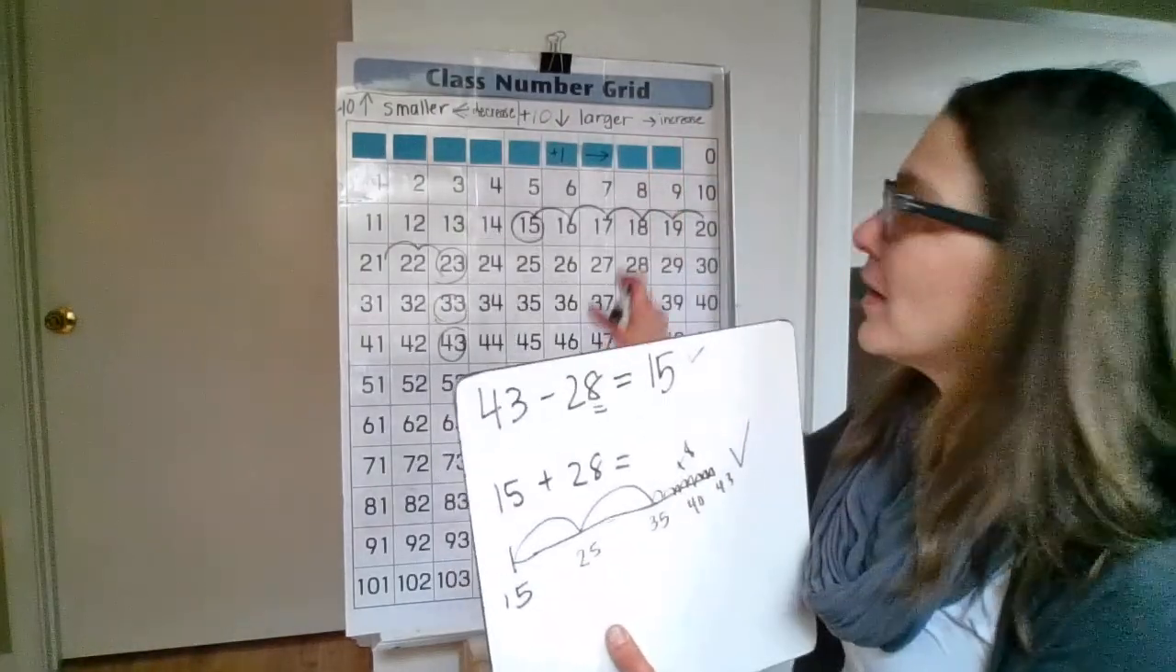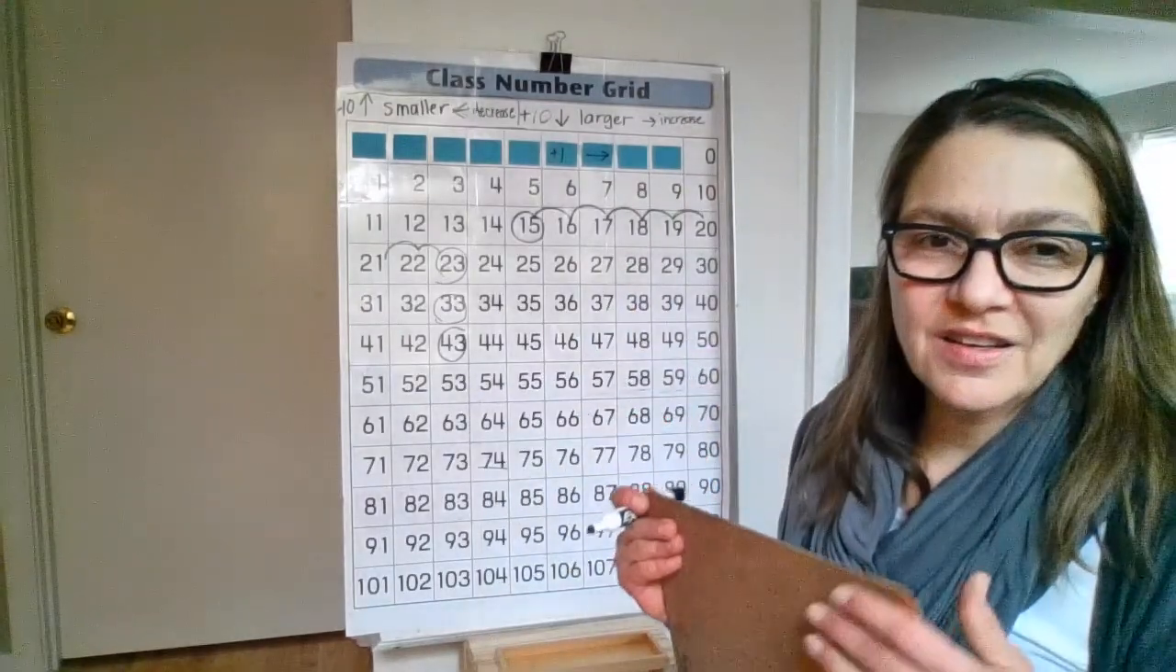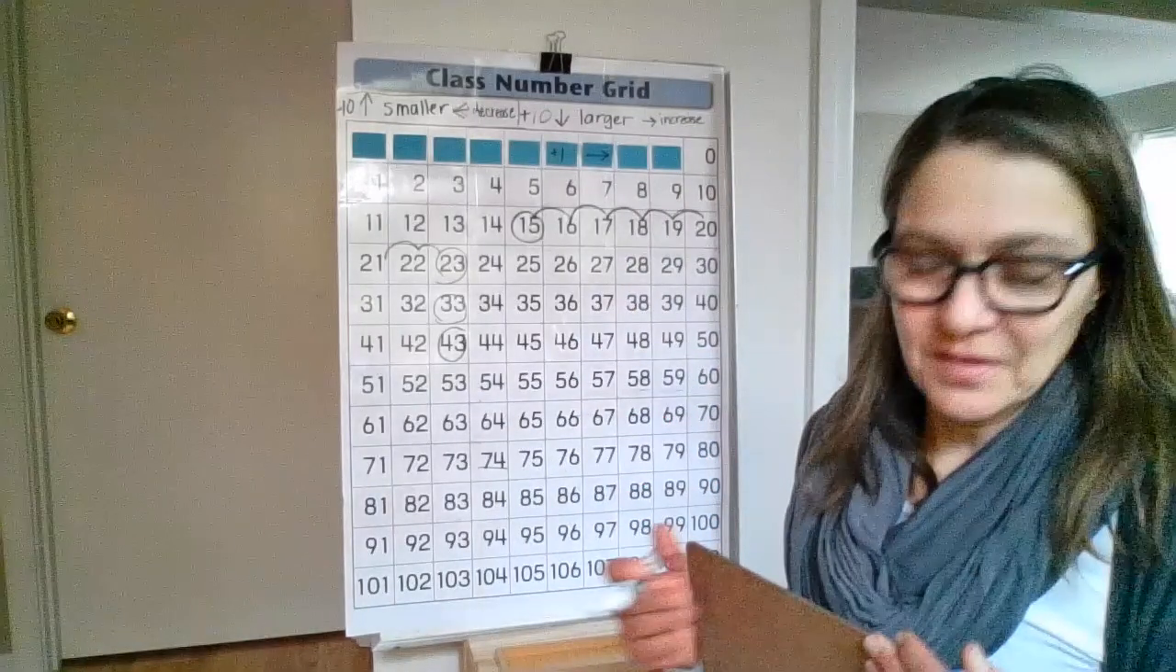So this is one way to use the class number grid, this tool, to solve a 2-digit subtraction problem.